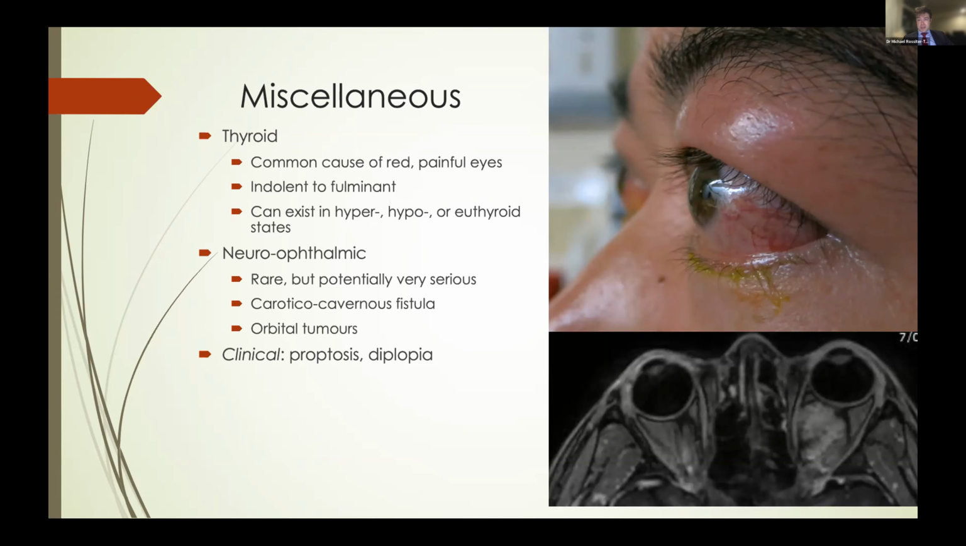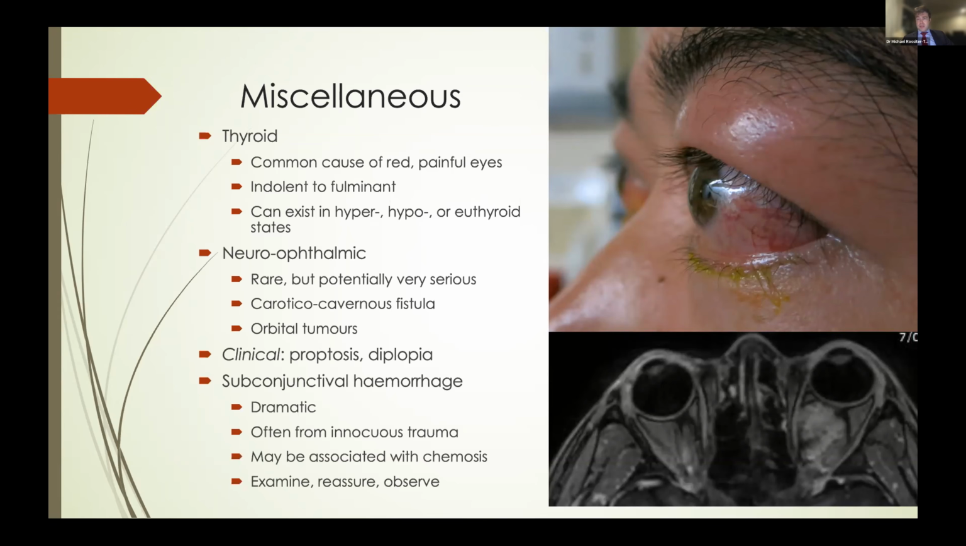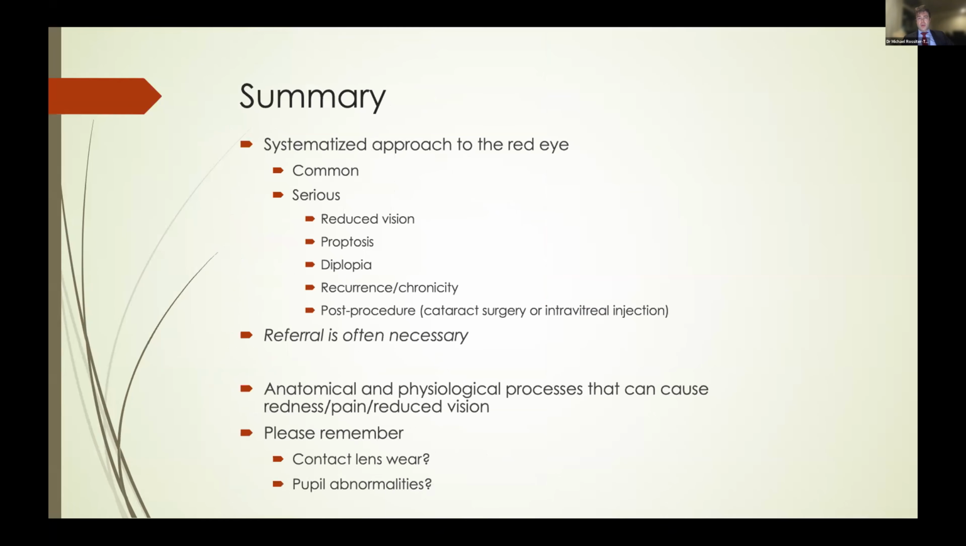And finally, because I didn't really have a good place to put it otherwise, subconjunctival hemorrhage, which is the other end of the spectrum, something that is usually completely innocuous, but surprisingly, one of the most florid and dramatic presentations that the patient may have. Often it occurs from innocuous trauma, and it can be associated with swelling of the conjunctiva, but often all we need to do is examine the patient and reassure them that it will settle down. So hopefully this has been a systemized approach to the red eye, the common things, the serious things, and the things you need to look out for.